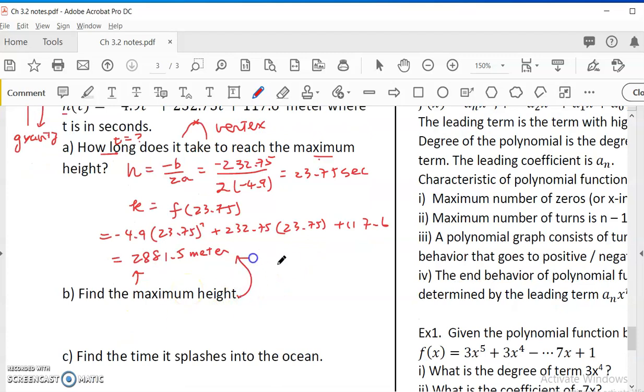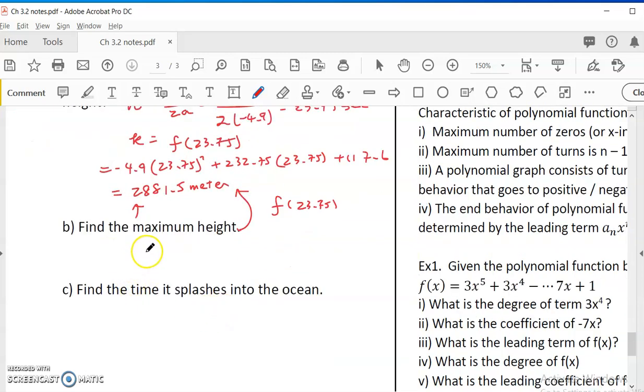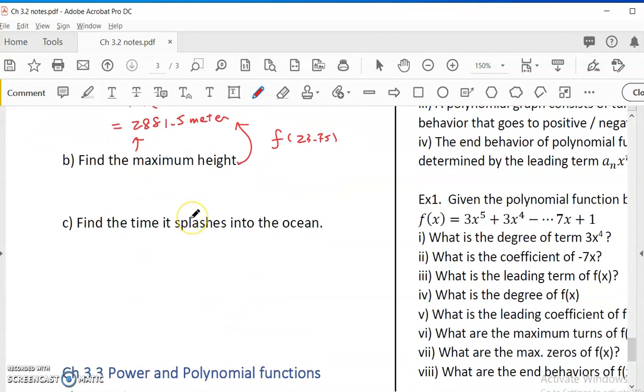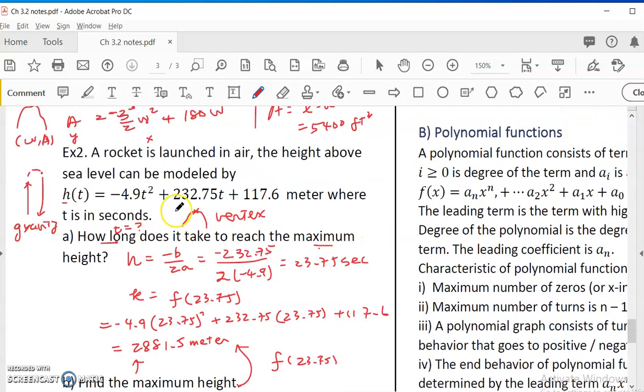Okay. So this is this number. So basically it's f of h, right? So f of 23.75. The second is after it goes to the maximum, it would eventually come down and actually come to the ocean. The ocean is when h of t equals 0. That means the height is 0. That's what we generally assume. The sea level is the height equal to 0. So that means you are not solving for maximum now. If it is onto the ocean, the height is 0. So you basically solve a quadratic equation. You want to find the x-intercept.